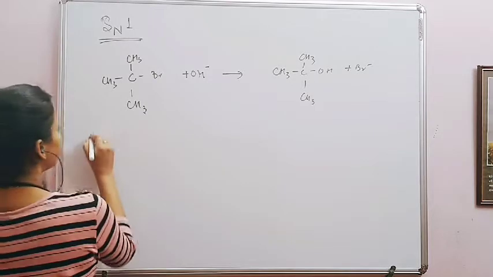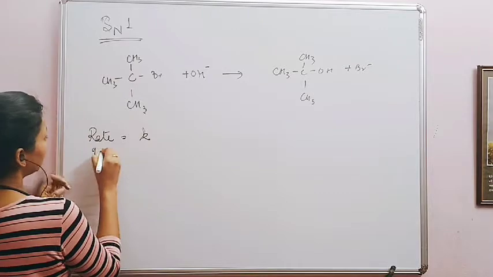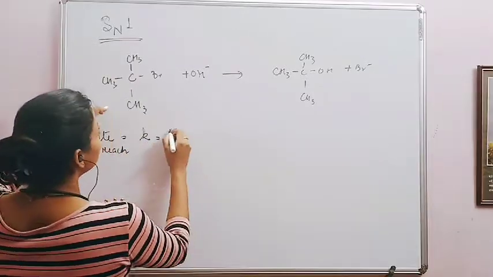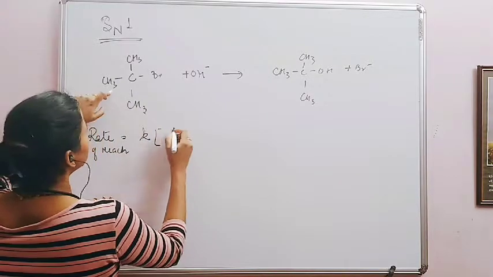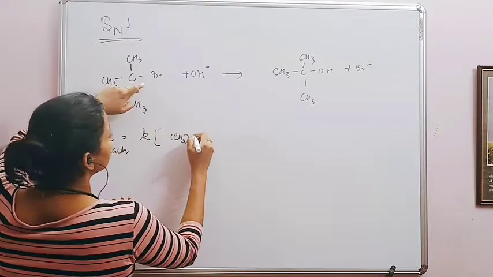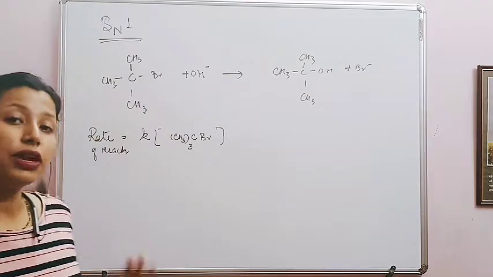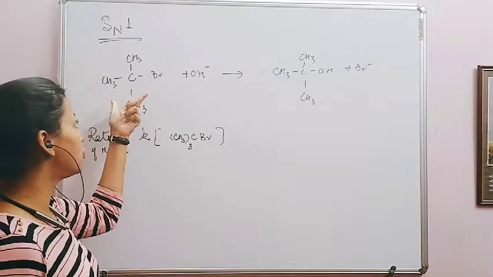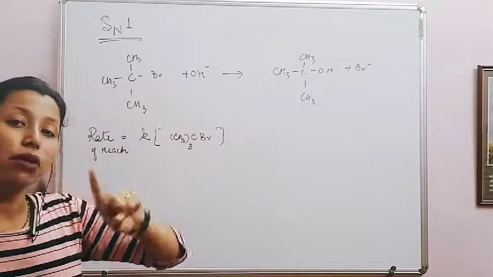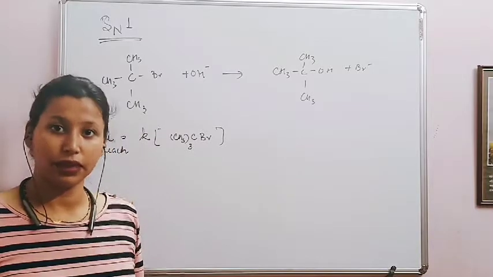In this case, the rate of the reaction is written as rate equals k times the concentration of (CH3)3CBr, tertiary butyl bromide. That means the rate of the reaction depends only on the concentration of the alkyl halide and not on the nucleophile, only on one of the reactants. So it is unimolecular. Clear?